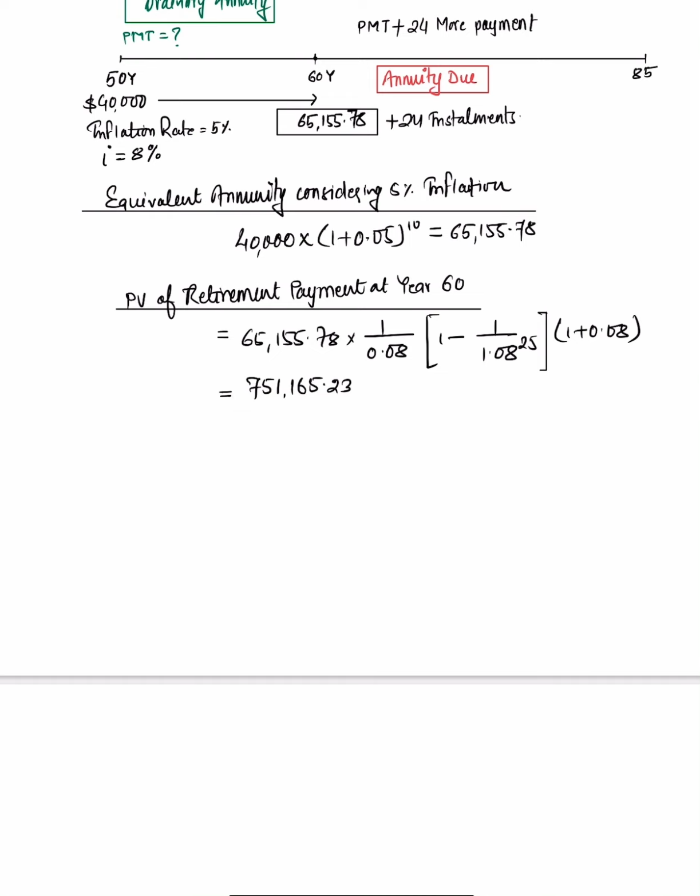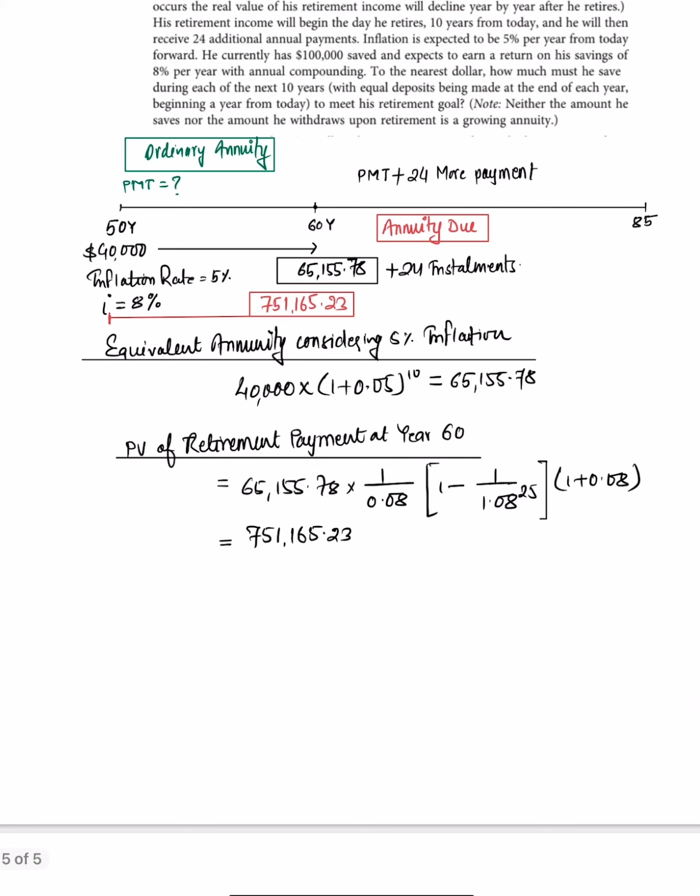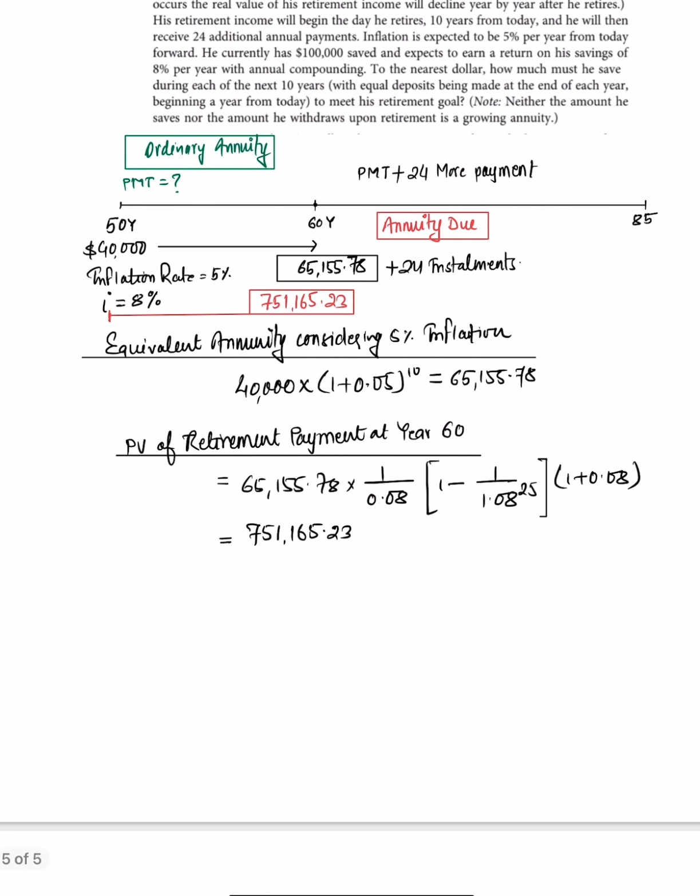So the idea is you need to reach here, right? That is, you need to accumulate 751,165.23 until this period of time. The idea is how much you need to save across this period. And one thing you have to understand is you don't need to save the entire amount of money, because at the beginning of the time, you already have this amount of money, 100,000.